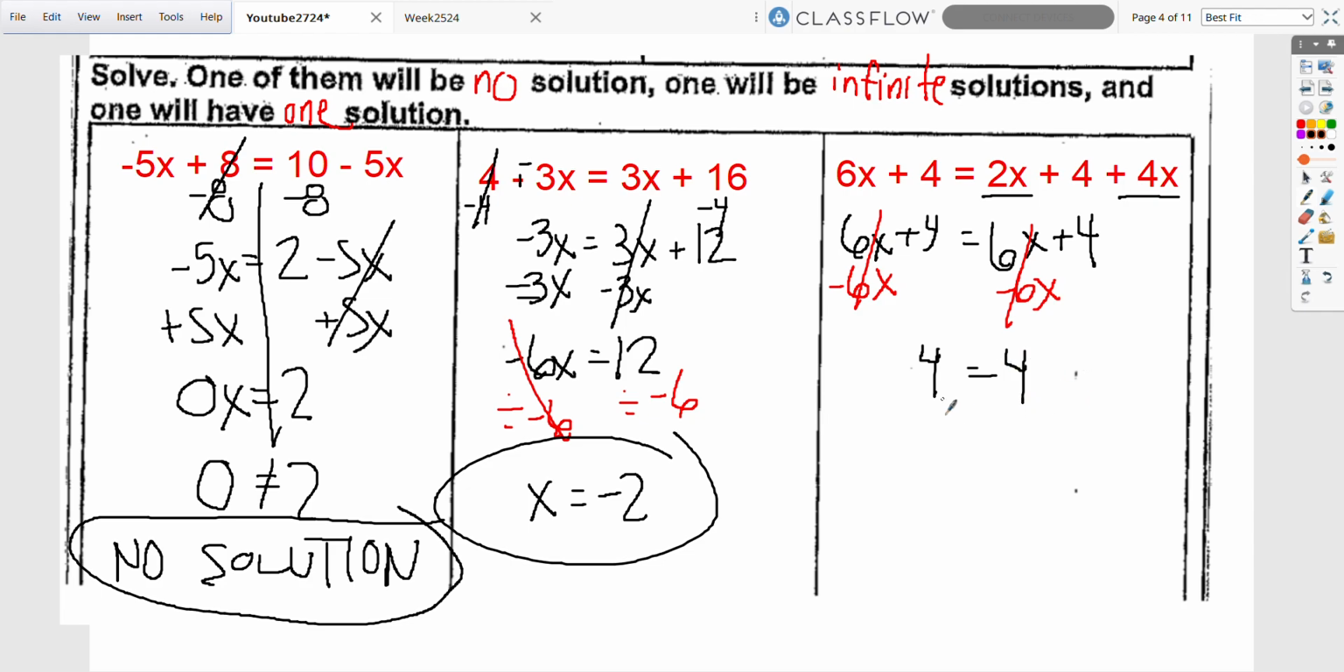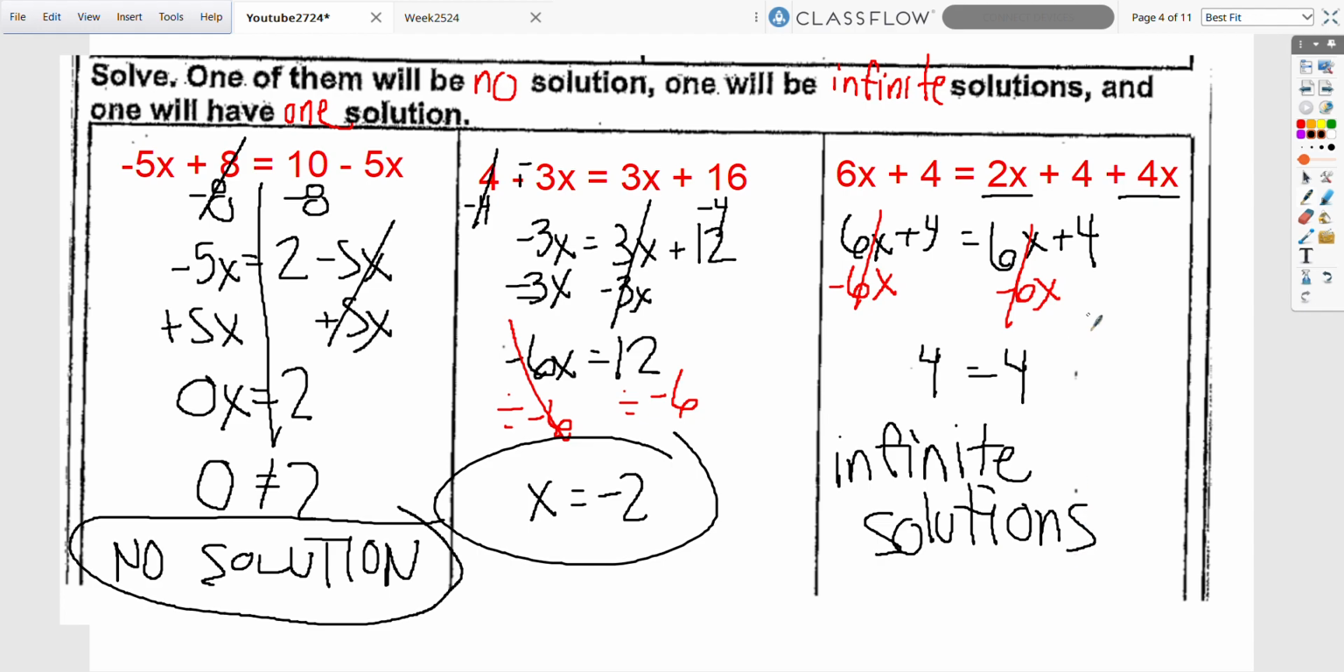When we only have 4 equals 4, that does not mean our answer is 4. That means our answer is infinite solutions. Every number is a solution. All the numbers are special, just like every one of you. Never change.